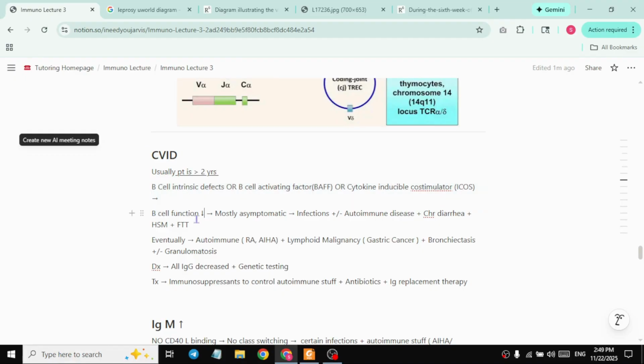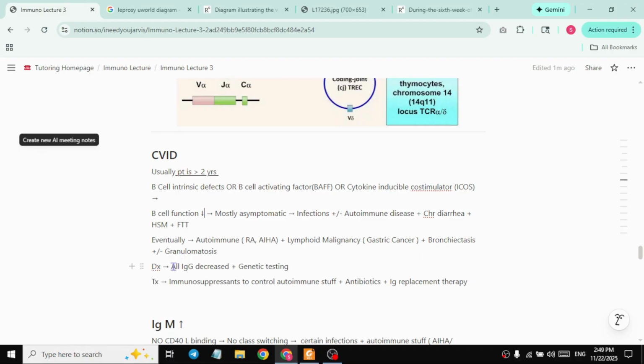Okay, common variable immunodeficiency. Now, eventually, I've written autoimmune: you see rheumatoid arthritis, autoimmune hemolytic anemia. With lymphoid malignancies, you might see gastric cancer, right? That might come up. Eventually, within the respiratory system, you might see bronchiectasis. You might see some granulomas because all the T cells can do is give you granulomas, right? So your cell-mediated immunity is still working, but your humoral immunity is completely shot, okay?